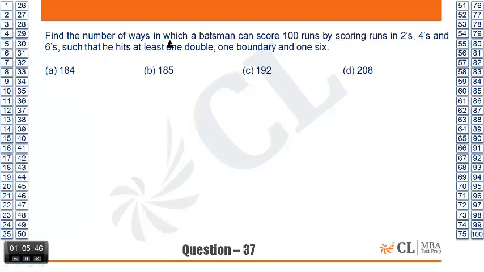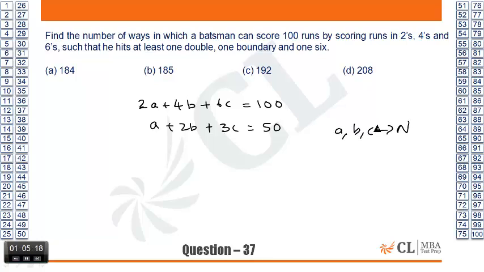Okay, this sounds okay. Find the number of ways in which a batsman can score 100 runs by scoring runs in 2s, 4s and 6s, so that he hits at least one double, one boundary and one six. Which means 2A plus 4B plus 6C should be equal to 100, or A plus 2B plus 3C will be equal to 50. There are three variables, and it is at least one, no? So A, B, C are natural numbers. I can put C equal to 1, A plus 2B equal to 47, and list down all the cases. It looks very dangerous. Let's not attempt.